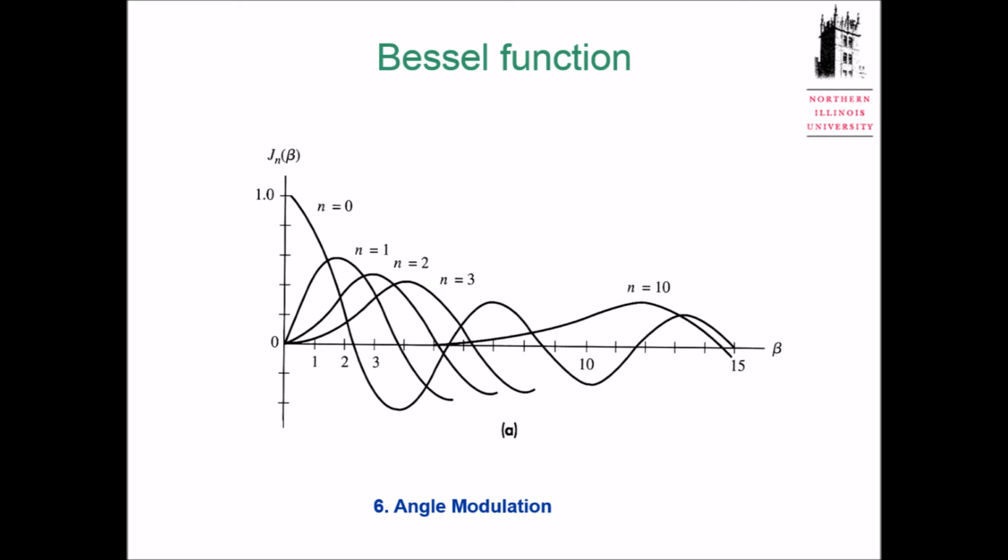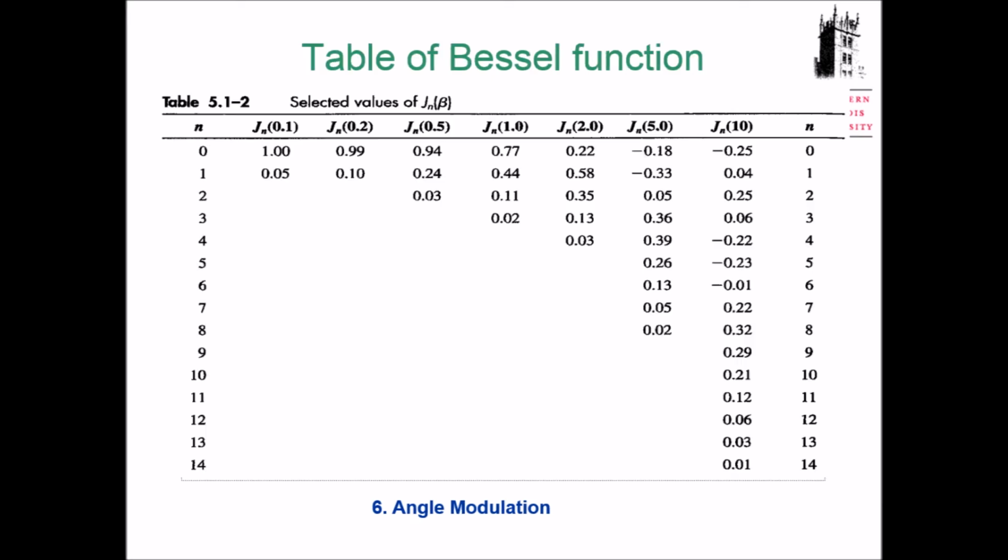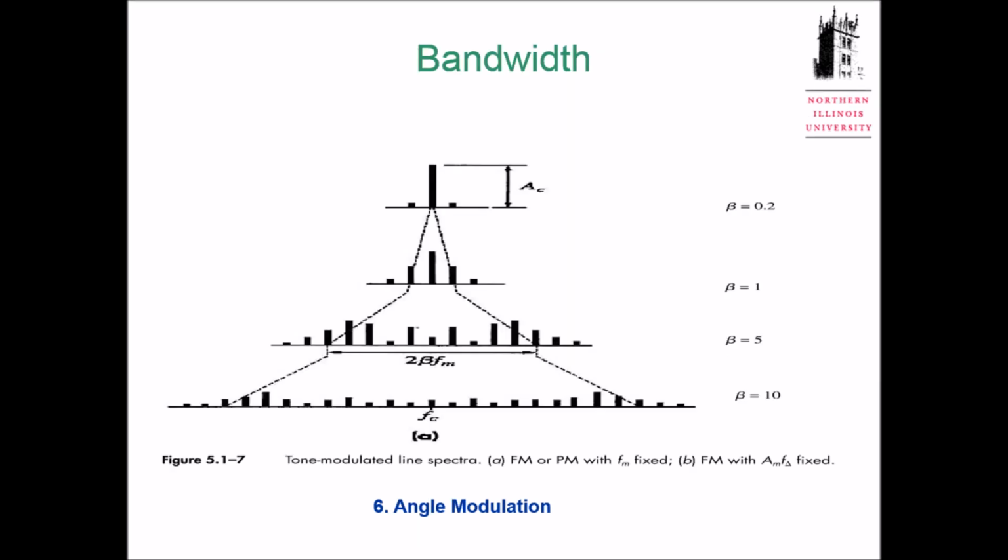And beta will be here. This is the new beta. So from the curves or from the table, here will be n, and inside this brace is your beta. For example, when n equals 0 and beta equals 3, we have 0.02 as the Bessel function value.